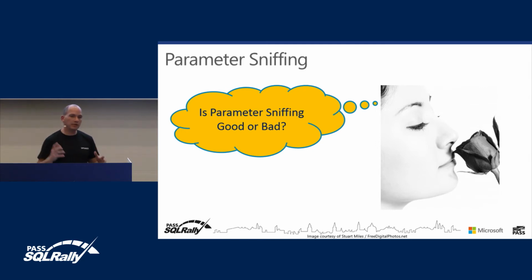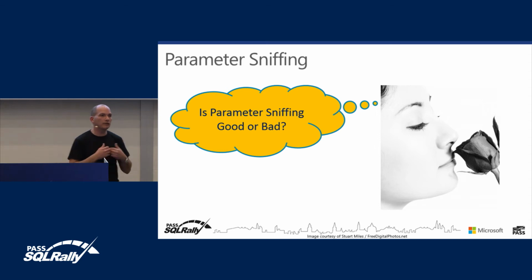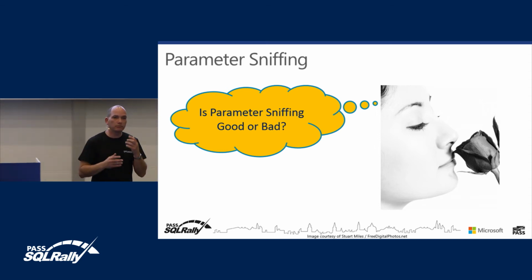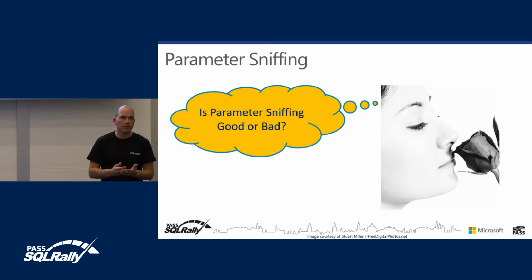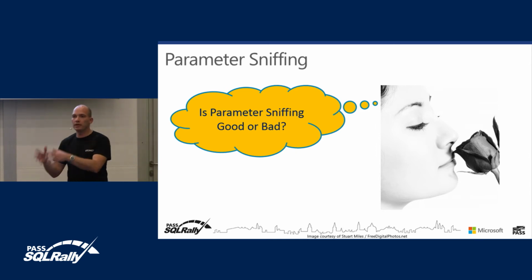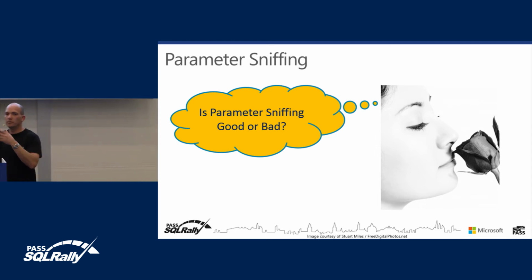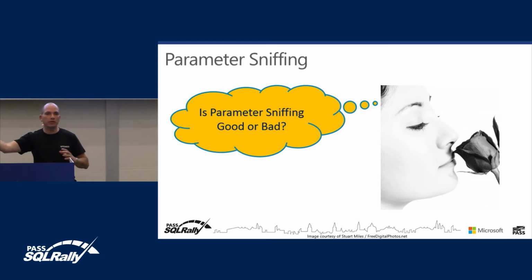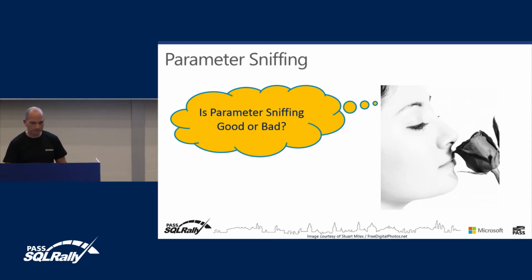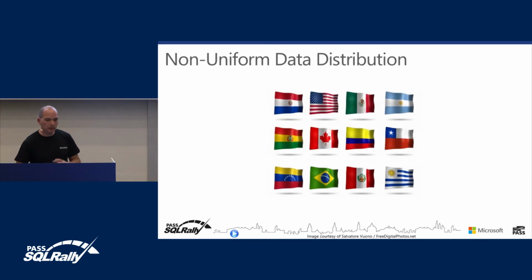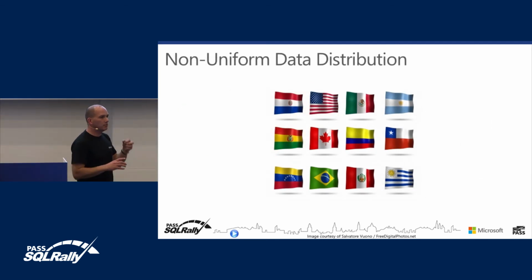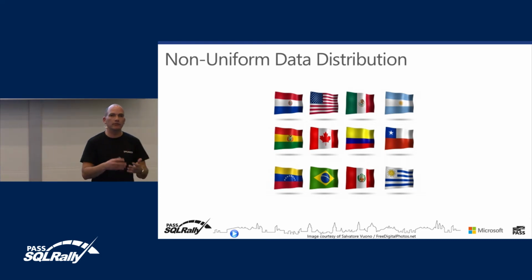So, is parameter sniffing a good thing or a bad thing? In some cases, it will save a lot of compilations, and we'll get the same optimal plan for many cases. But in some cases, we are stuck with a plan that is good for one case but not good for other cases. So let's talk about the cases where parameter sniffing is not a good thing and how we deal with it.